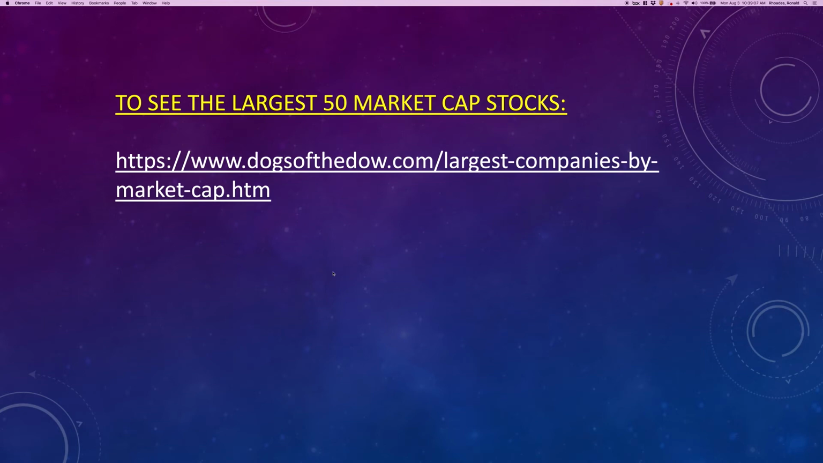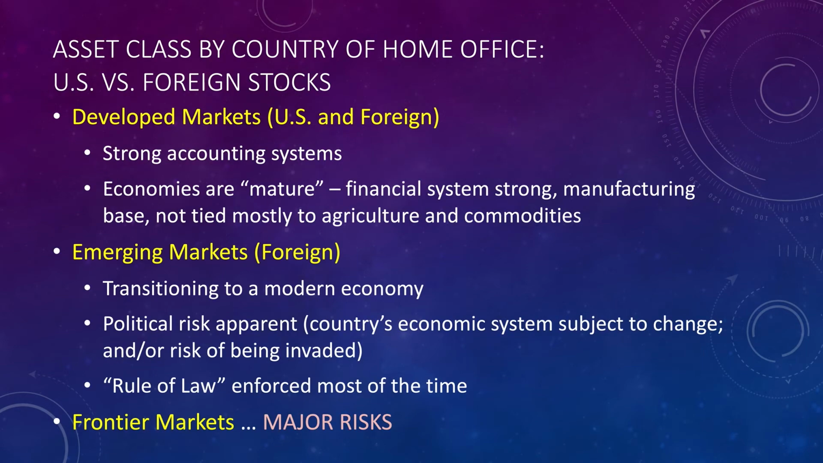So we can also group stocks by where the home office of the company is located, basically where they're chartered. There are a lot of companies that have their home base here in the United States, but there are also a lot of companies like Toyota, home base in Japan, all right? Nestle, home base somewhere in Europe. So you have developed markets, which are basically the U.S. and Canada. There's kind of one market, and then we have foreign developed markets.